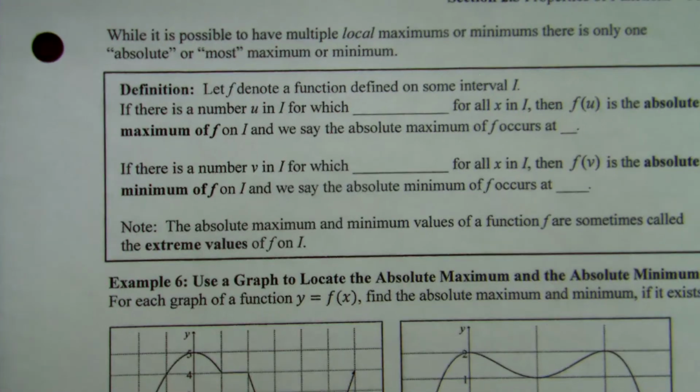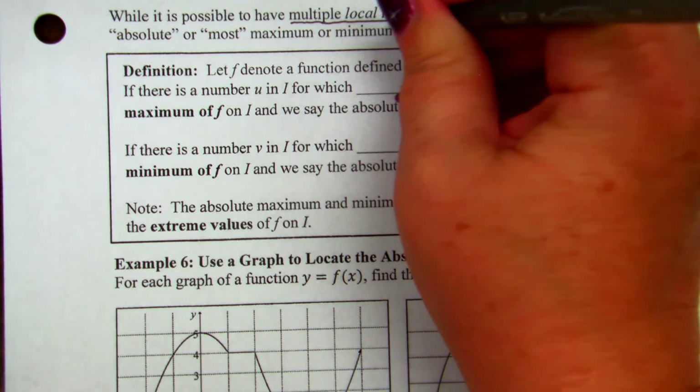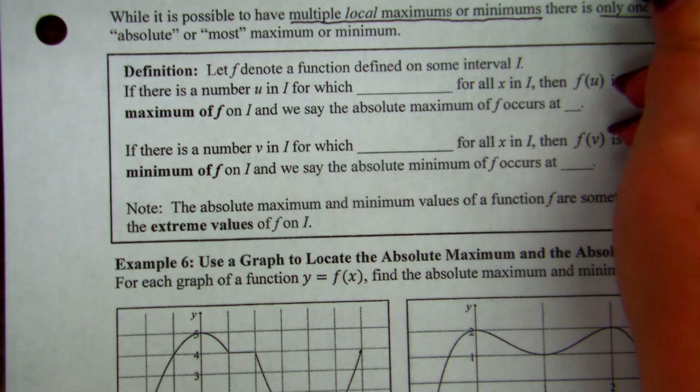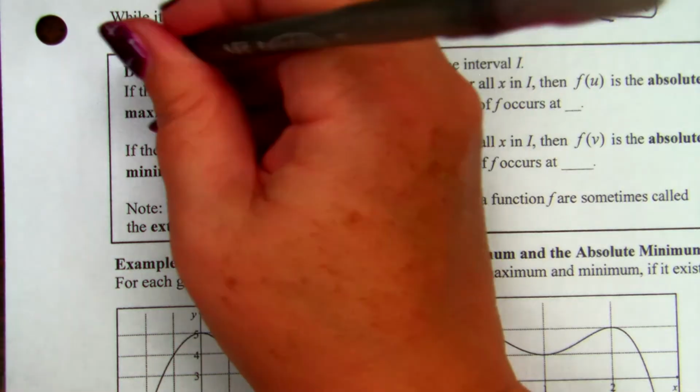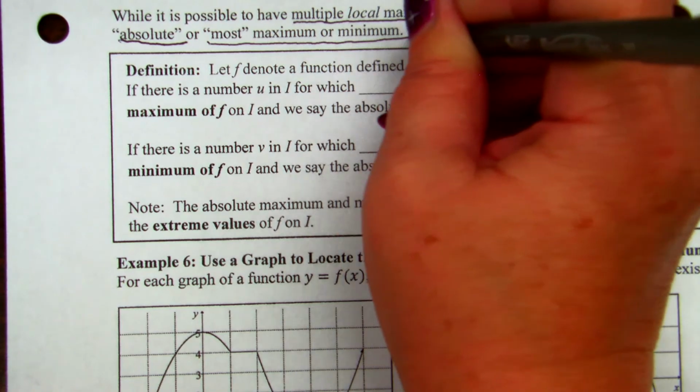While it's possible to have multiple local maximums or minimums, because there can be more than one place where it goes up, like mountains, or valleys where it goes down in many places, there's only one absolute or most maximum or minimum. So you can have multiple local maximums and minimums, but there's only one absolute maximum or minimum.